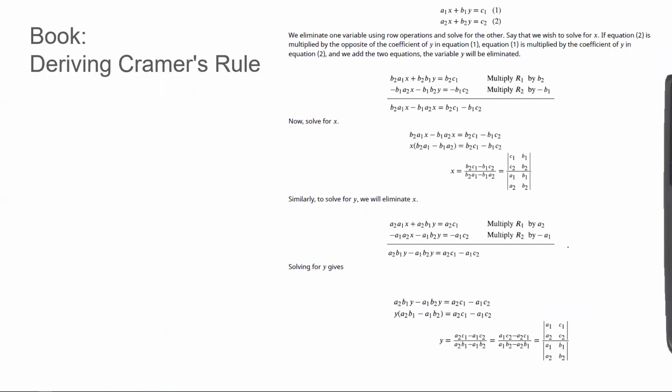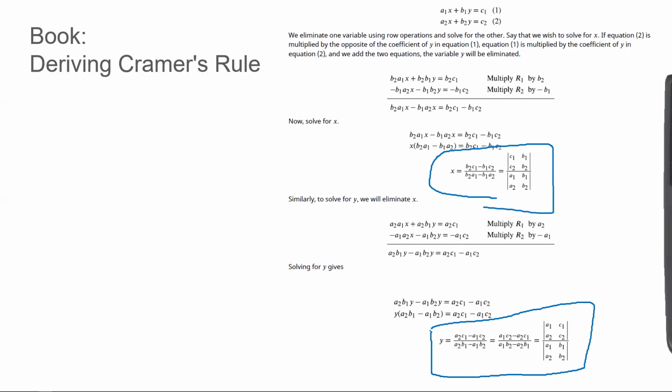The book has a big thing where they describe all in gory detail how you get Cramer's rule and how it all works. I don't need you to know all that. We're kind of interested in this part right here and in this part right here. And the reason we're interested in those two parts is because we can get X and Y out of a system of equations by simply doing two determinants and dividing them. You've got a determinant on the top and a determinant on the bottom. So that's kind of neat.